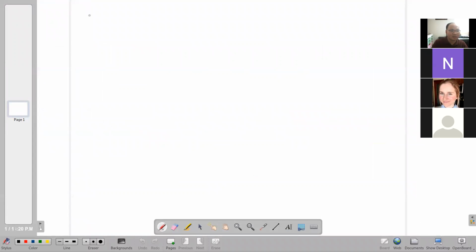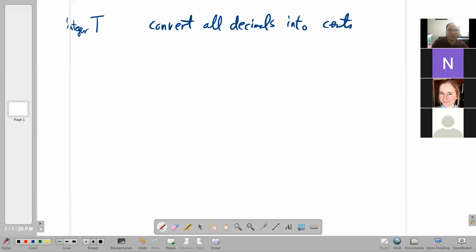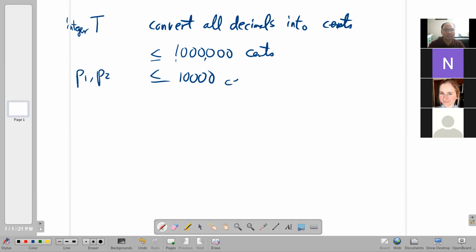Okay, so you are basically given T, an integer. So why do I say integer? Because you are going to convert all the decimal numbers into cents. So we're not going to have floating point numbers. We're just going to count cents. So if it's $10,000, then it will be 1 million cents. Same thing with P1 and P2, they will be up to this many cents. And the reason why I do this is because I don't have to worry about round off errors.